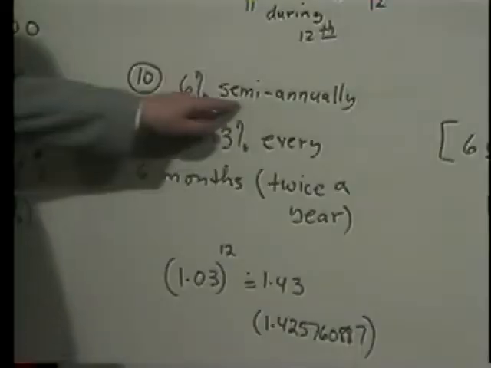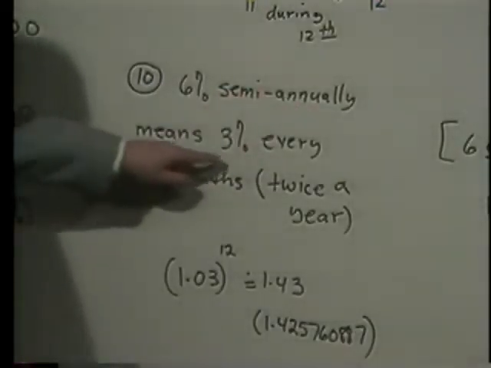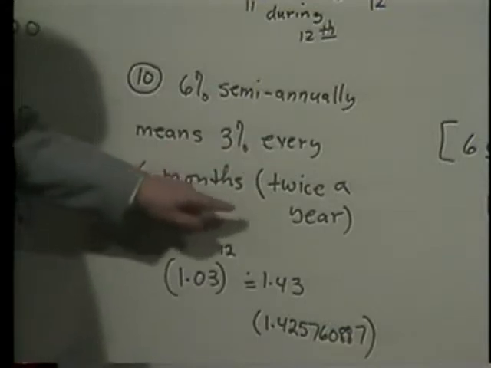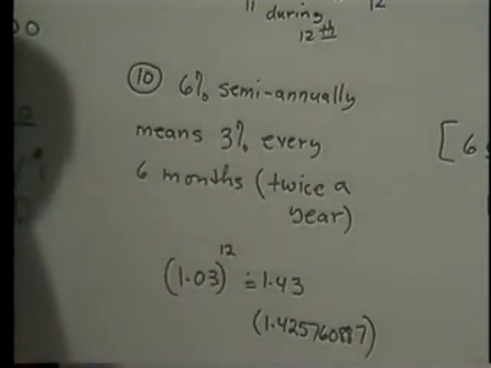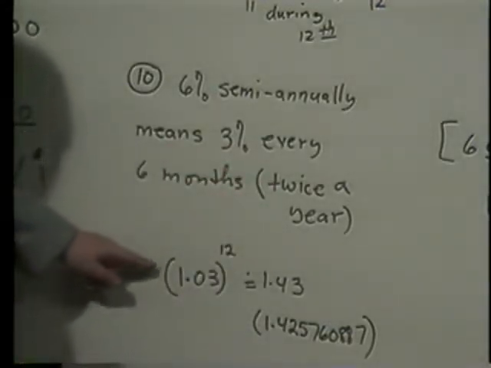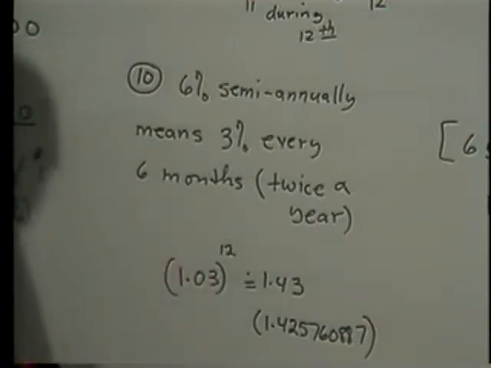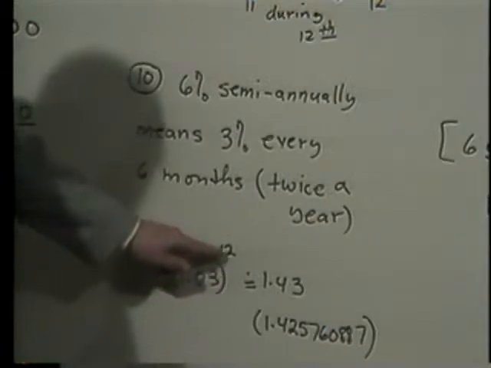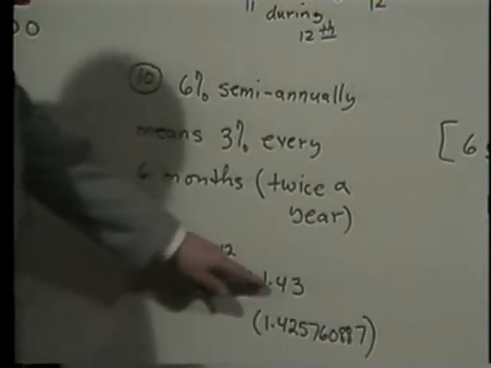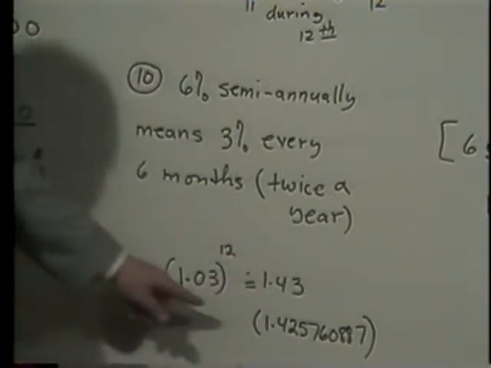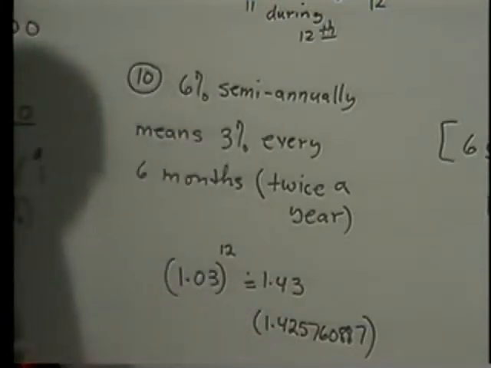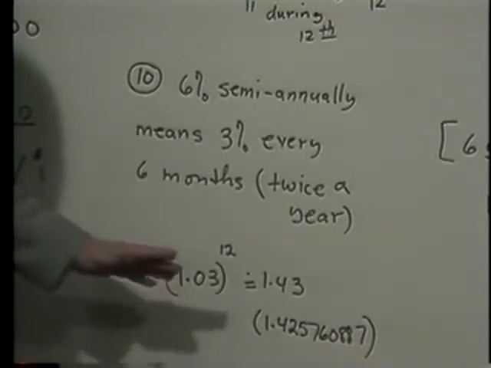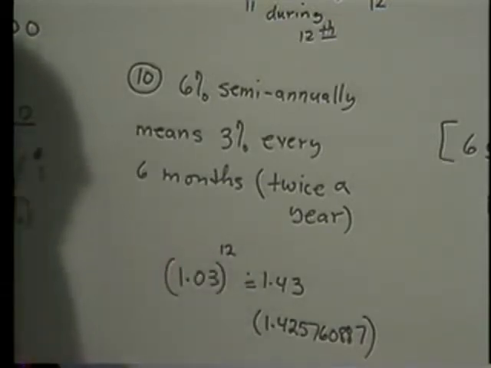So basically, 6% semi-annually means you're getting 3% every 6 months, twice a year. Now in this problem, I give you a new piece of information, so that tells you you're going to use it someplace. I tell you that 1.03 to the 12th power is approximately 1.43. Using my calculator, it came out to be, to the accuracy of my calculator, 1.425760887. But I'm just rounding that off to 1.43.